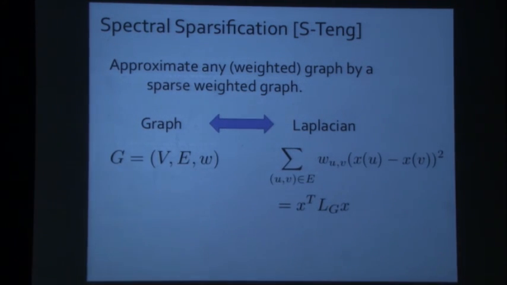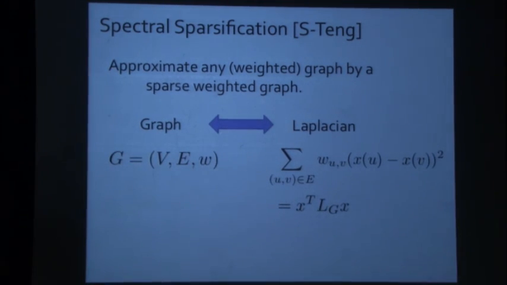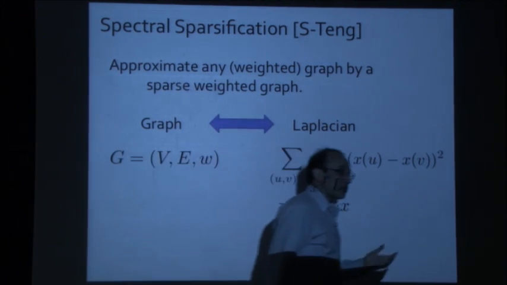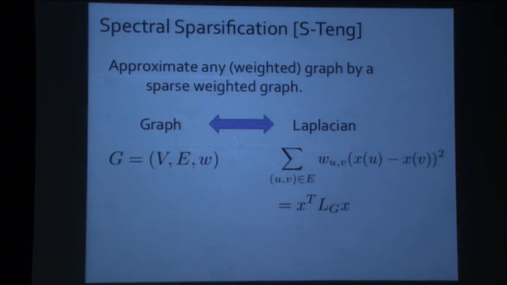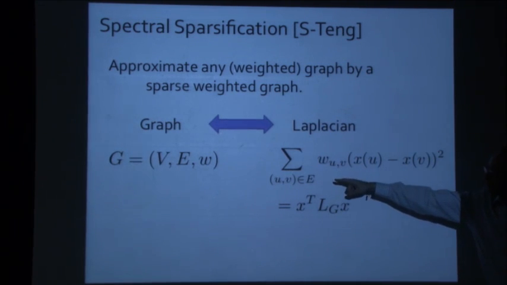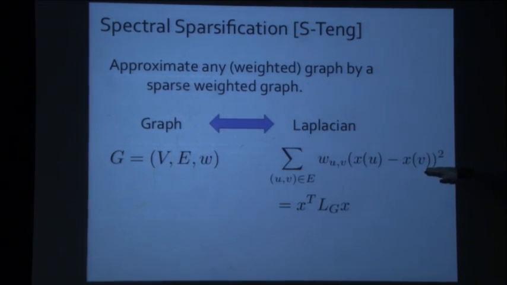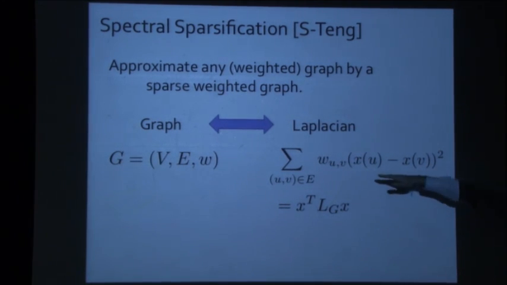Graphs for me are isomorphic to what I call Laplacian quadratic forms. They take as input a function x on the vertices, so x assigns every vertex a real number. Then the value of the quadratic form at x is the sum over all edges of the square of the difference of x across the edge, times the weight of the edge.